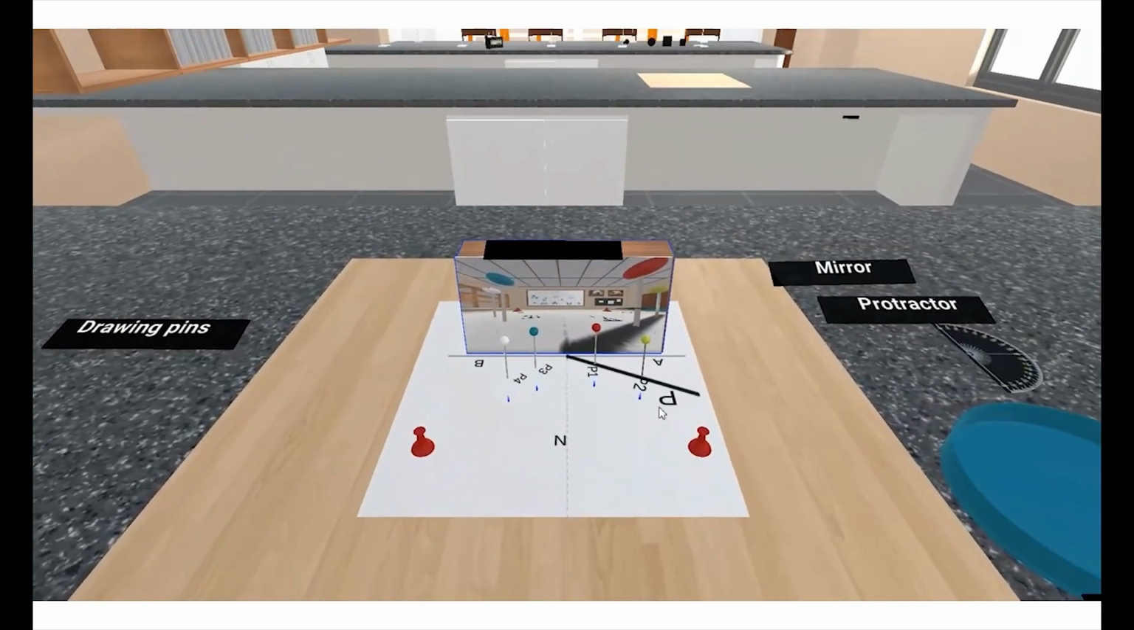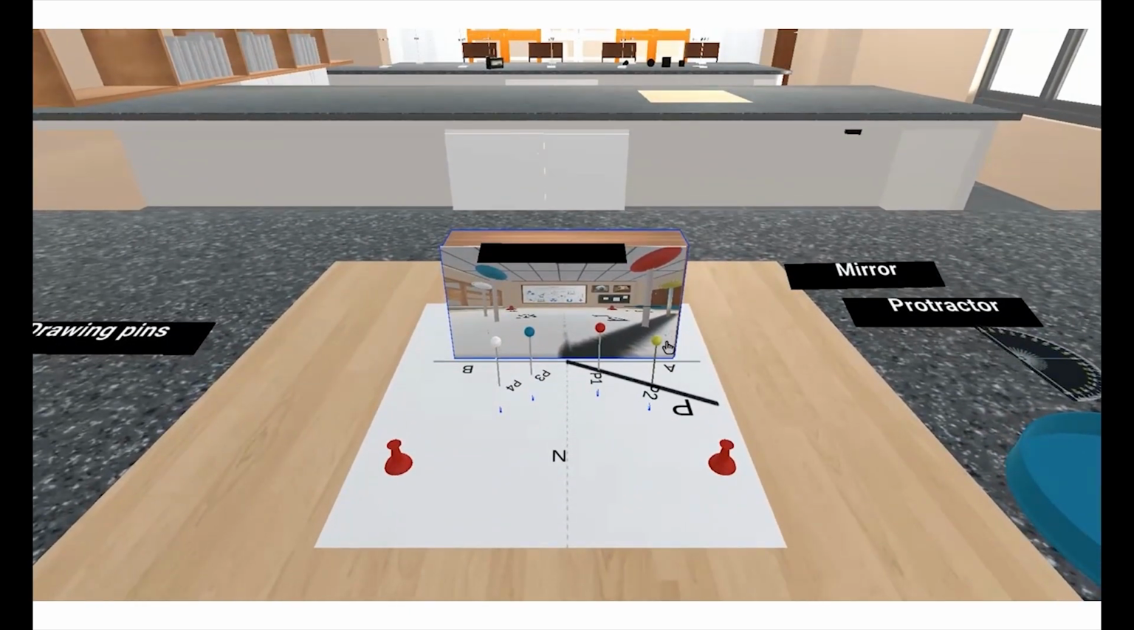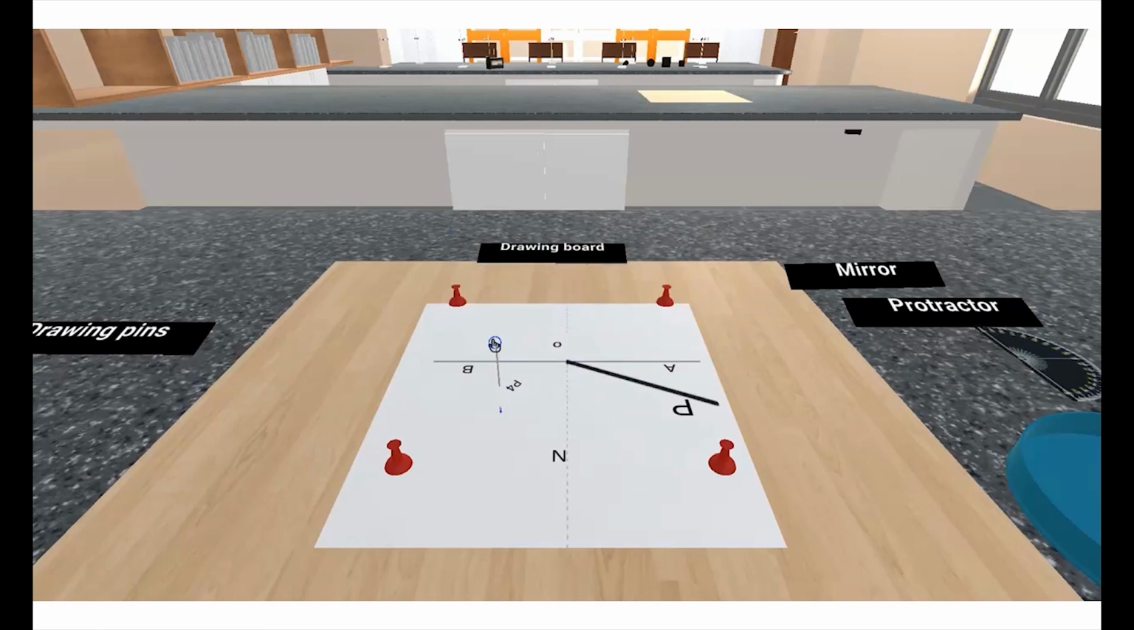Remove all the pins and the mirror. Click on the pins to remove them. Click on the 2 points where the positions of the holes are made by the feet of pins P3 and P4. Let us now draw a thin line joining the points.